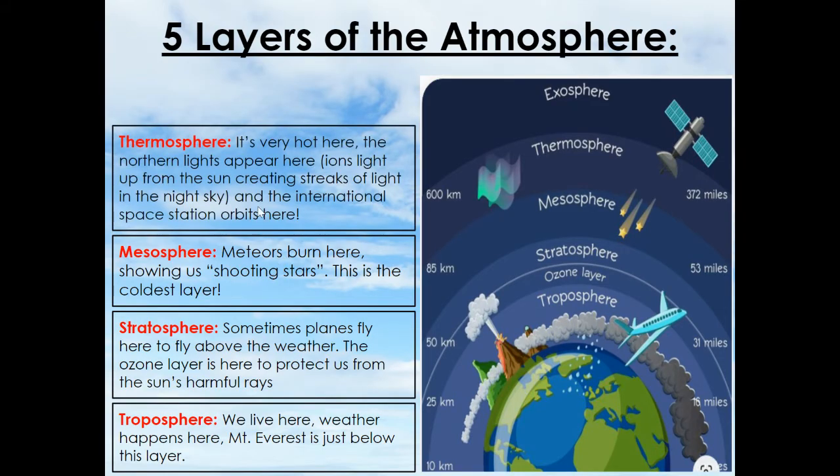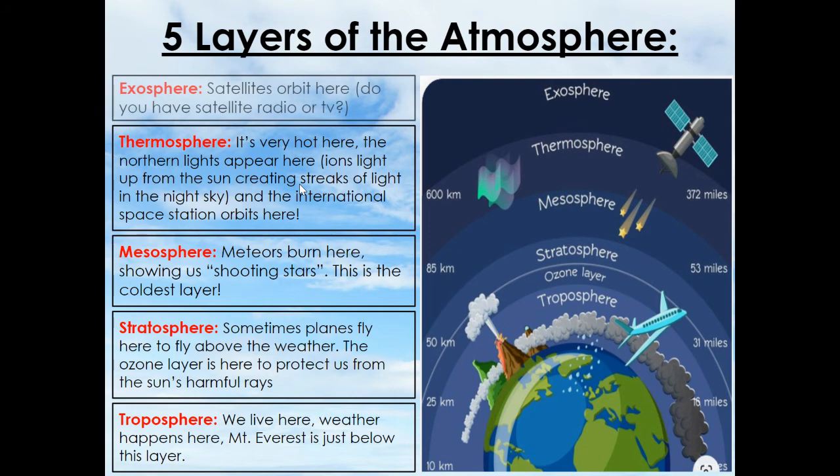Next is the thermosphere. As you can tell by the name, it is very hot here. You will also see the northern lights, and things like the International Space Station can orbit here. There's still enough of Earth's gravity to keep it in orbit around Earth, but it also has so little gravity that an astronaut kind of floats around up there.